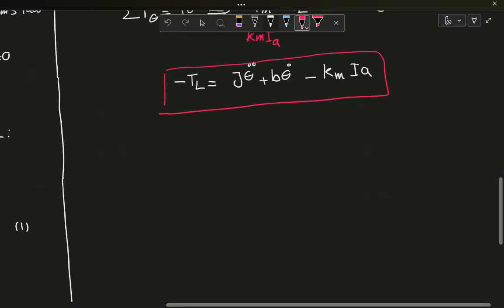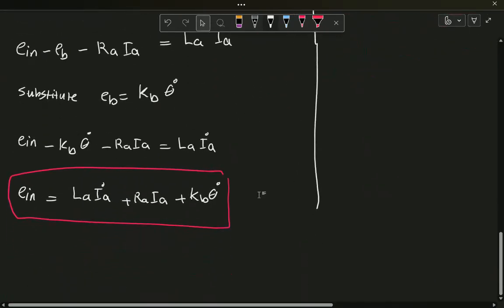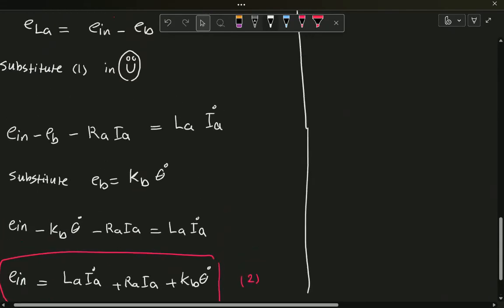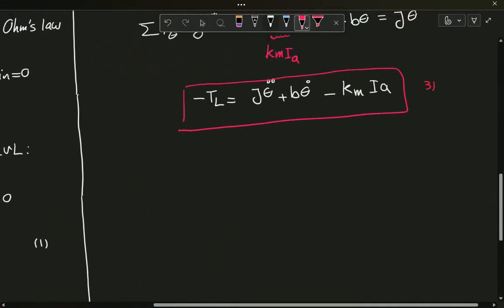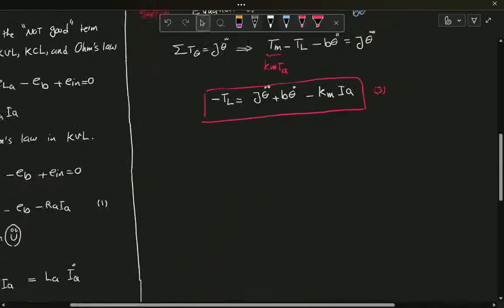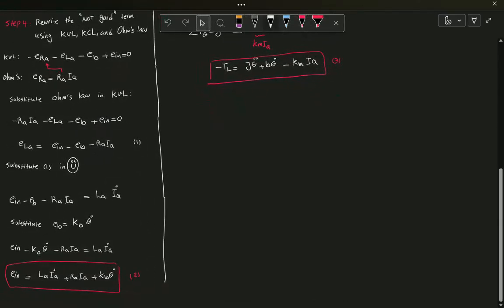Now, let's call these equation 2 and equation 3. These two equations govern the dynamics of my DC motor. You see that equation 2 is a first order differential equation, and equation 3 is a second order differential equation. So the total order of the system is 1 plus 2, which is 3.